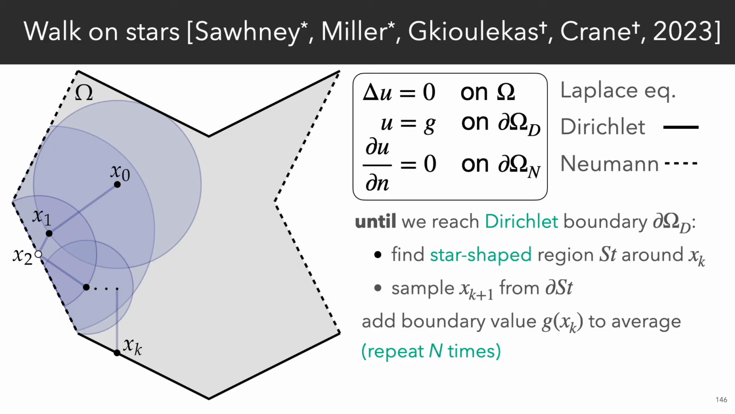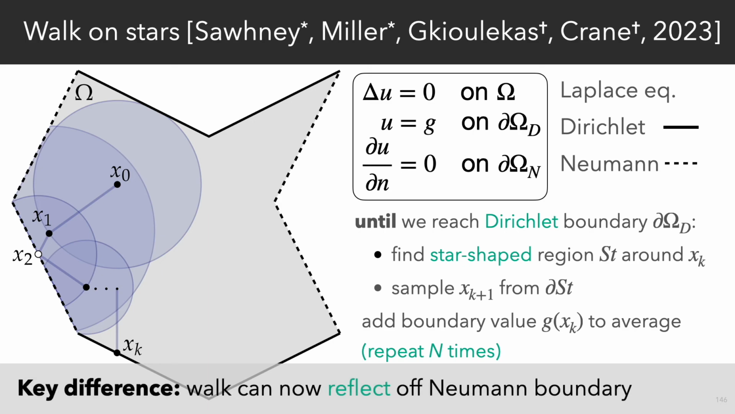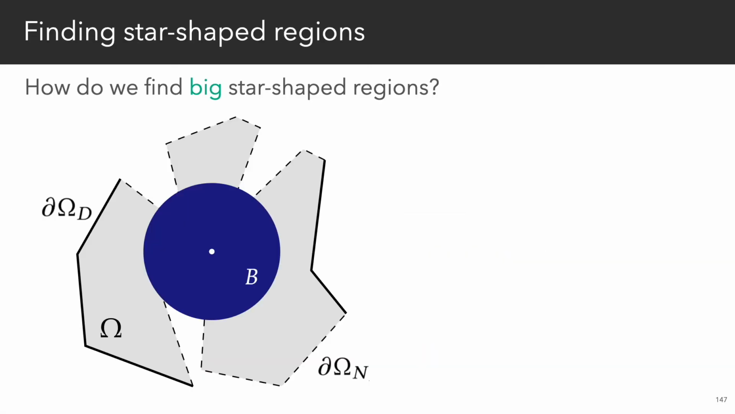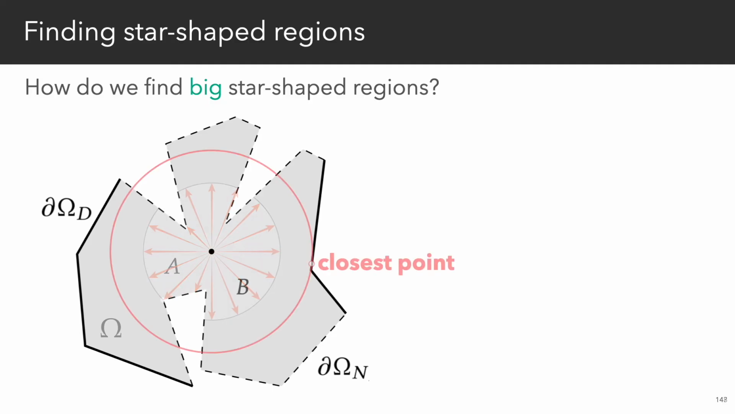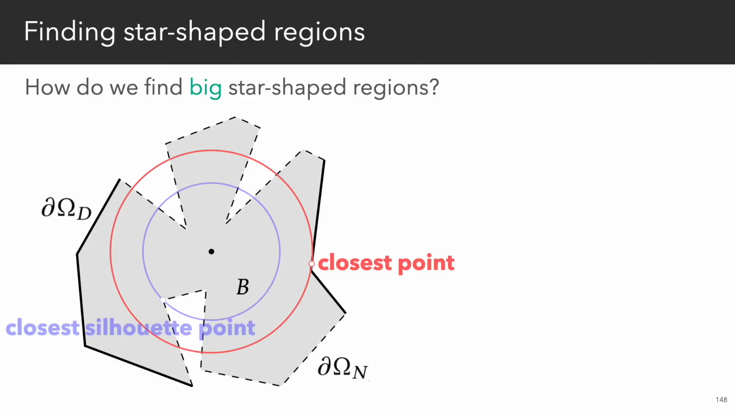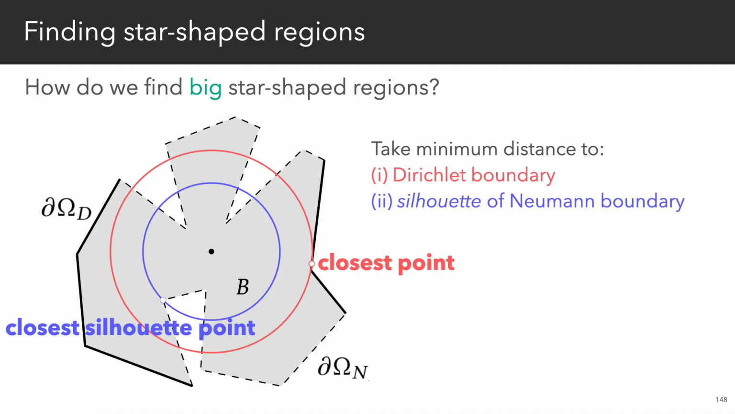So the key difference to walk on spheres, as you can see in this picture, is that our random walks can now reflect off Neumann parts of the boundary. So the final question is, how do we find large star-shaped regions which allow us to take large steps? This turns out to be easy to answer as well. Rather than just finding the closest point to the Dirichlet boundary, as with walk on spheres, we now also find the closest silhouette point on the Neumann boundary and then take the minimum of these two distances.